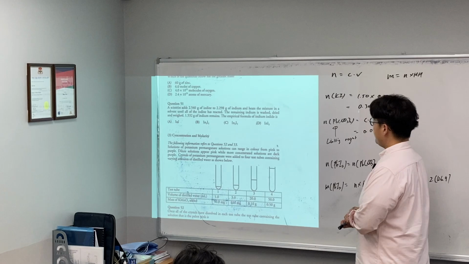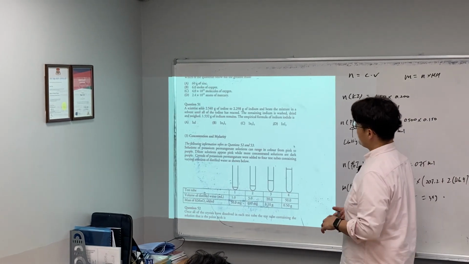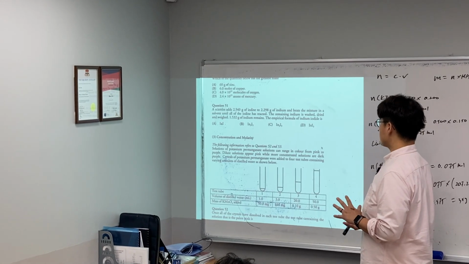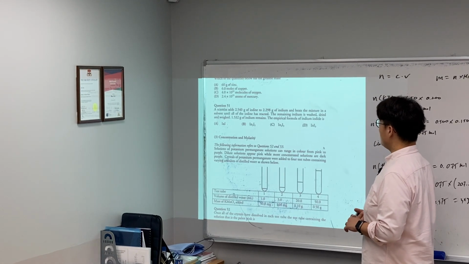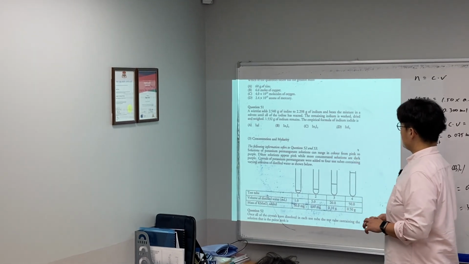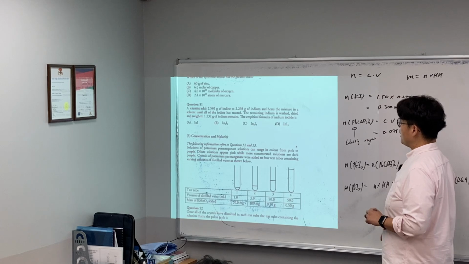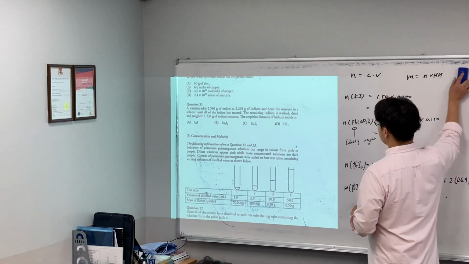A scientist adds 2.540 grams of iodine to 2.298 grams of indium, and heats the mixture in a solvent until all the iodine has reacted. The remaining indium is washed, dried, and weighed, and 1.532 grams of indium remained. Find the empirical formula of the indium iodide.